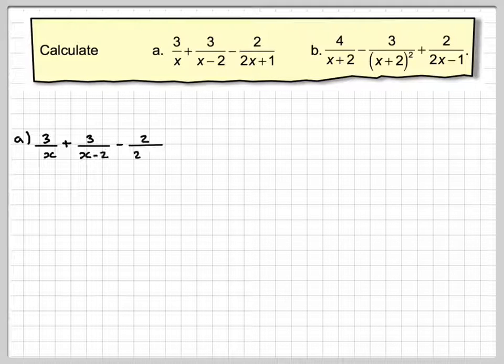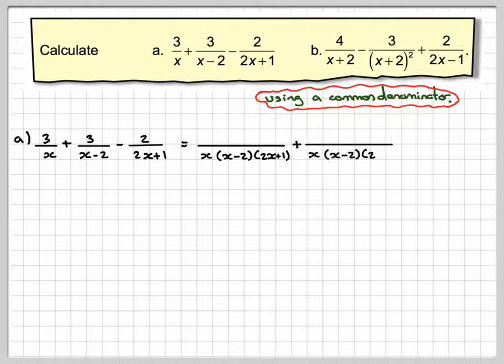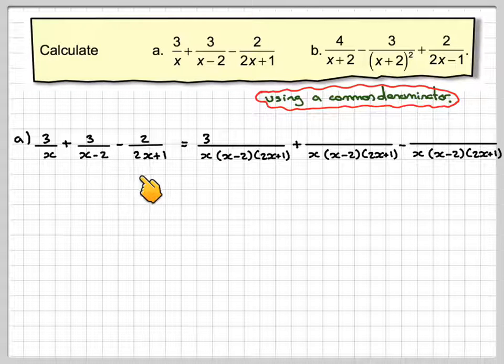So writing those out, the common denominator is going to be x times (x minus 2) times (2x plus 1). So that will be for all three, to plus that one, and then minus that one. Then we've got this 3 here, so we'll put that 3. Now the x has been multiplied by (x minus 2)(2x plus 1), so we need to do the same here: (x minus 2)(2x plus 1).